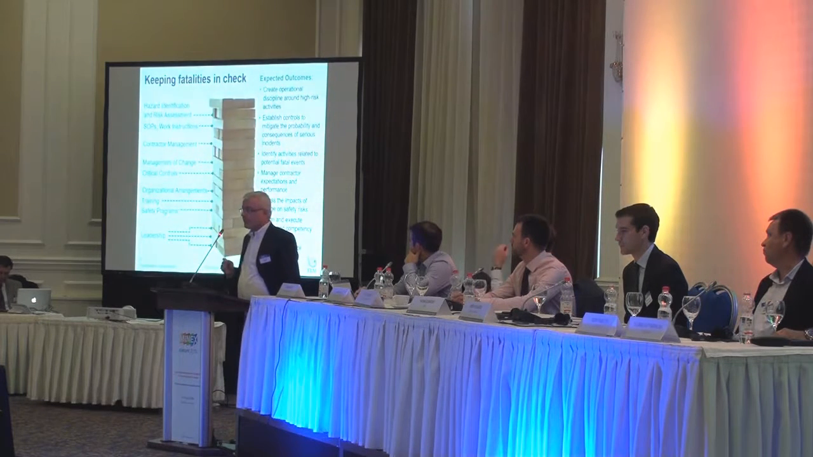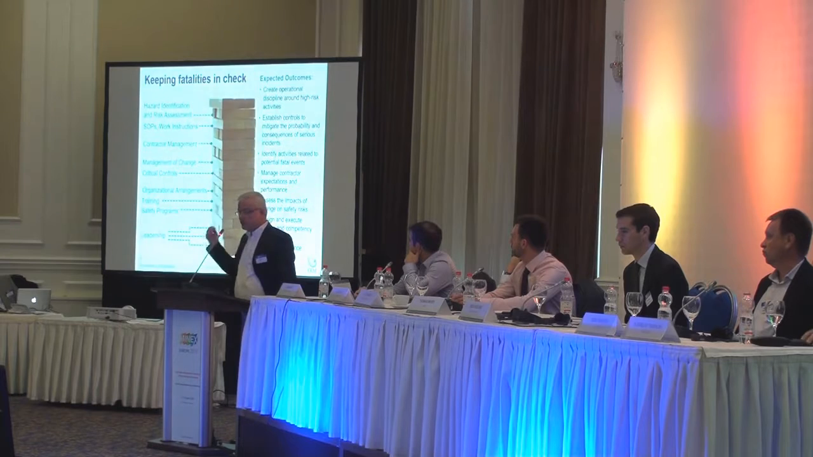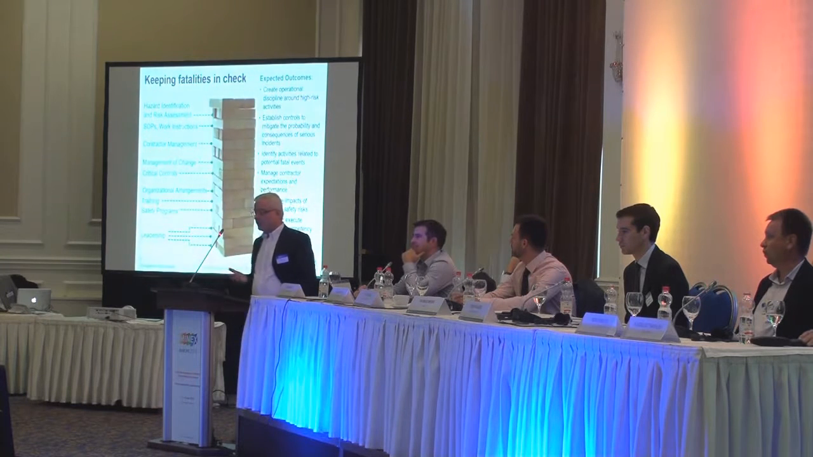This is how a proper safety management system should look. Each bar in this picture is an element, an aspect. And for a good reason, there are actually three layers of leadership at the bottom of the whole thing. And there are hazard identification and work instructions and contractor management and management of change, controls, organization, training, safety programs, and leadership.